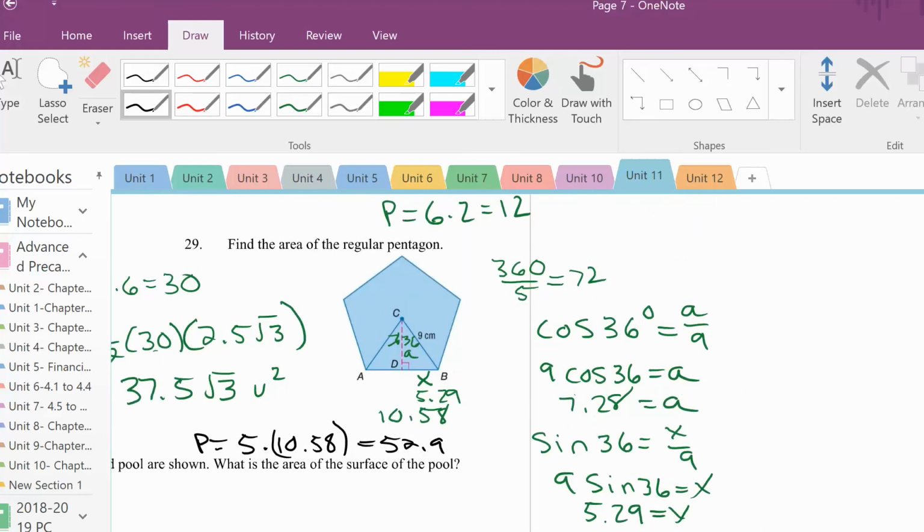So the area is 1/2 the perimeter, which is 52.9, times the apothem, which we found to be 7.28. So now you have to multiply those together and divide by 2. So you get 192.56 square centimeters.